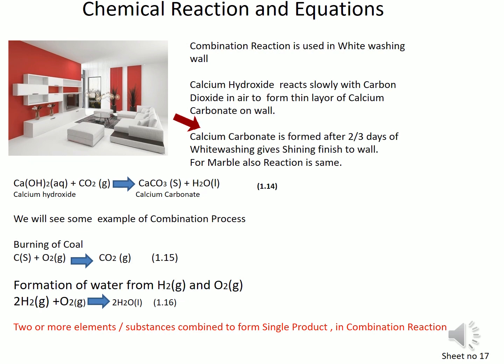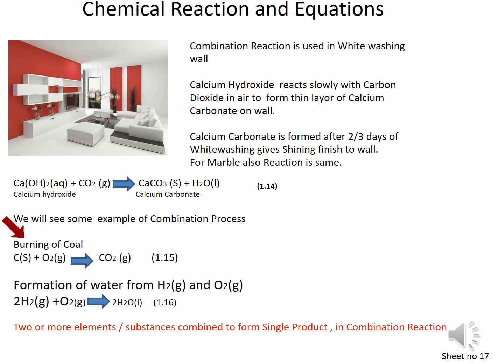Now this formation of calcium carbonate is a slow process. It can take 2 or 3 days. When calcium carbonate is formed, it gives a shining look to the wall. So this is the advantage of this reaction. We can get a shining finish after this reaction takes place. A similar process can be done on marble also. On marble also the reaction will be the same.